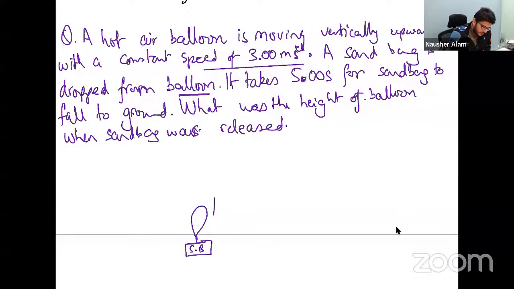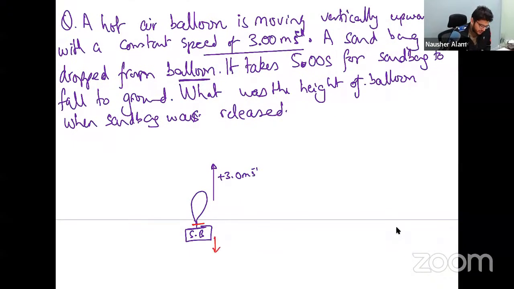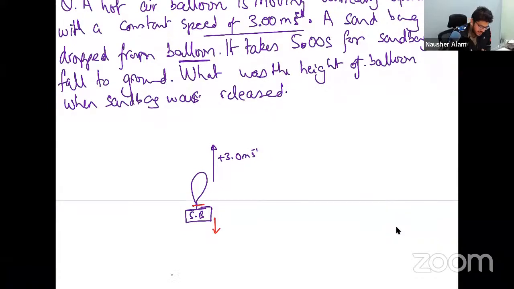The hot air balloon is moving up at a speed of 3 meters per second. A sandbag is dropped from the balloon. So basically, समझो कि हमने ये तार काटी and the sandbag drops from that level, and it takes 5 seconds for the sandbag to fall to the ground. 5 seconds लगते हैं. What was the height of the balloon? What was this height? What was the height of the balloon when the sandbag was released? This height h. Let's do this.